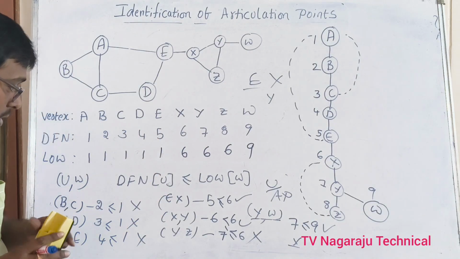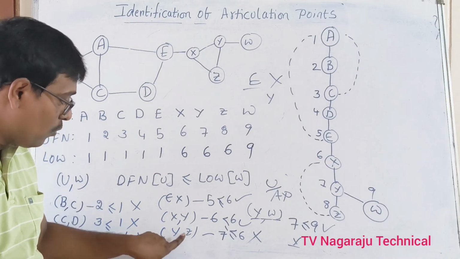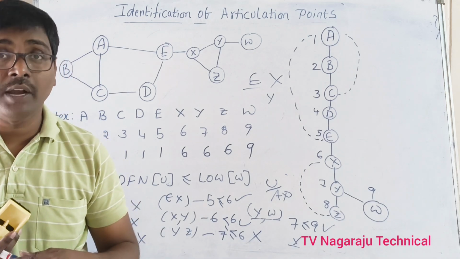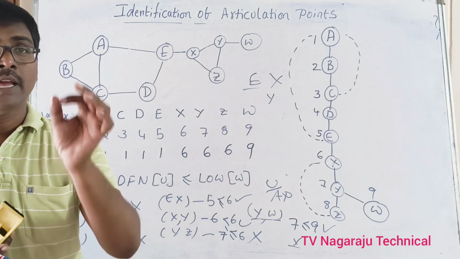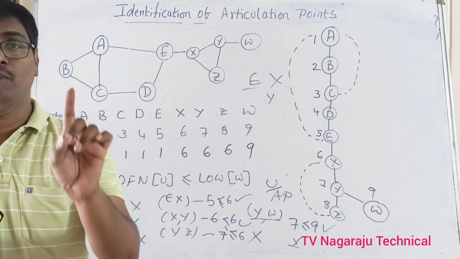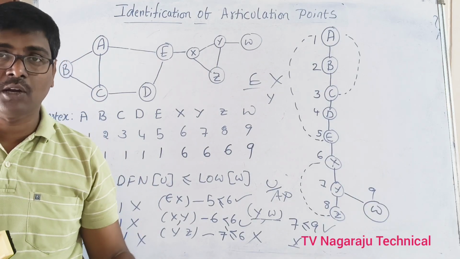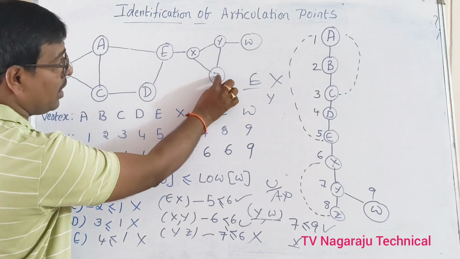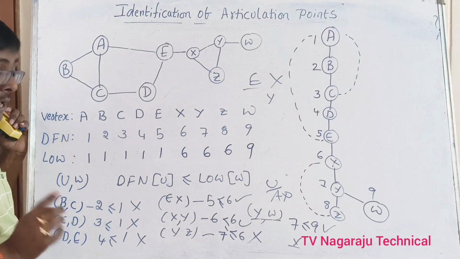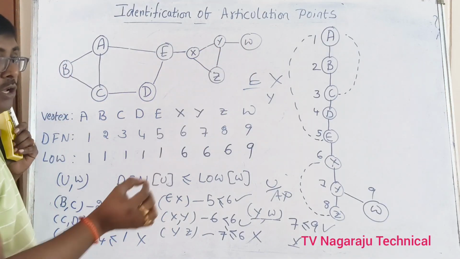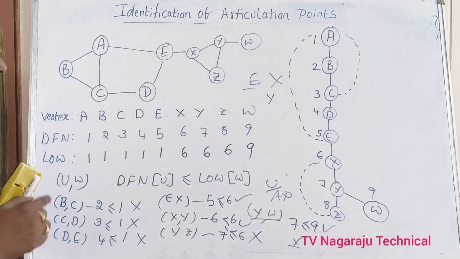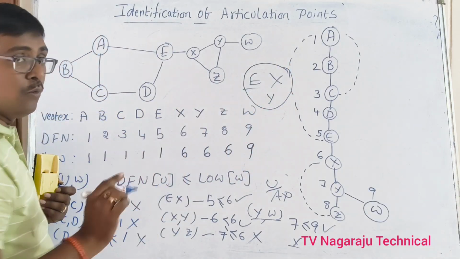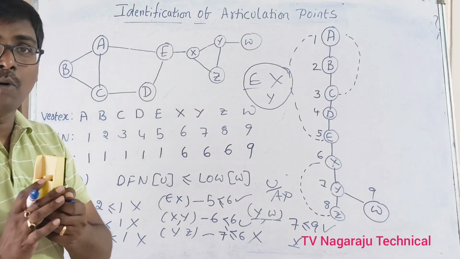Now you have a question. Sir, in this case YZ, Y is not an articulation point, but YW, Y is an articulation point. Which one you need to consider? If it is an articulation point one time, finally that is an articulation point. That means with respect to YZ, Y is not an articulation point, but with respect to YW, Y is an articulation point. Finally, what are the articulation points? E, X and Y.